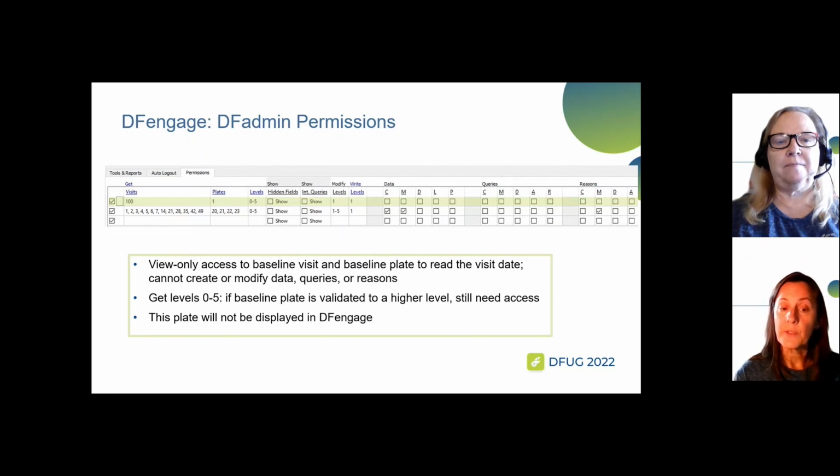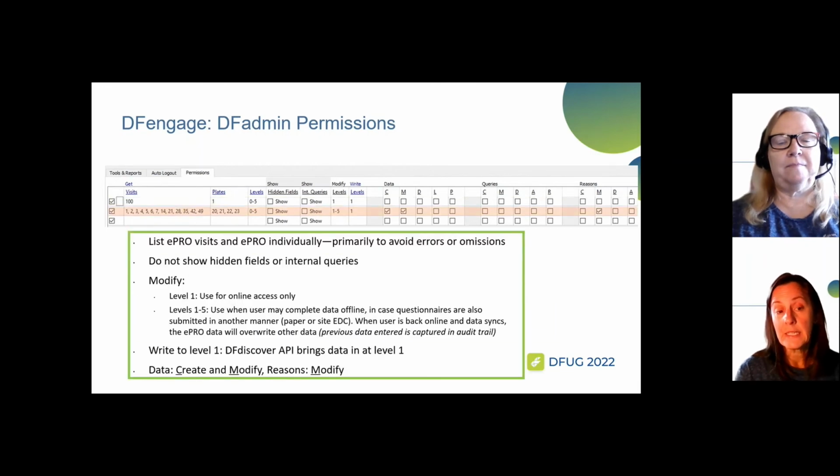And you get levels 0 to 5. If the baseline plate is validated at a higher level, they still need access to it. This plate, however, is not displayed in DFengage. It's view-only, so the user does not see that baseline plate. They merely see their questionnaire plates. And you can see on the second line below there, we have plates 20, 21, 22, and 23. Those are the questionnaires that the participant will see when they open the app on their phone.